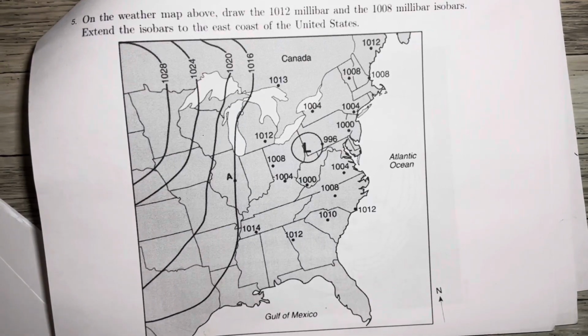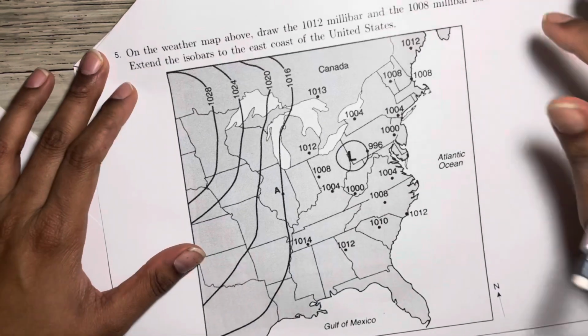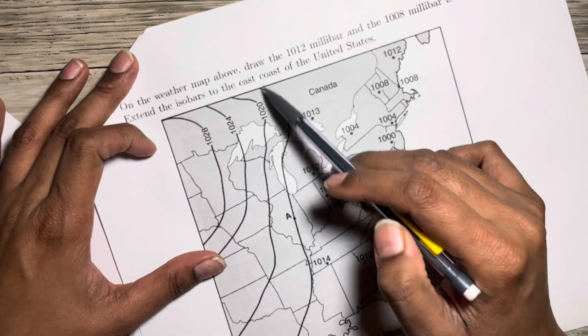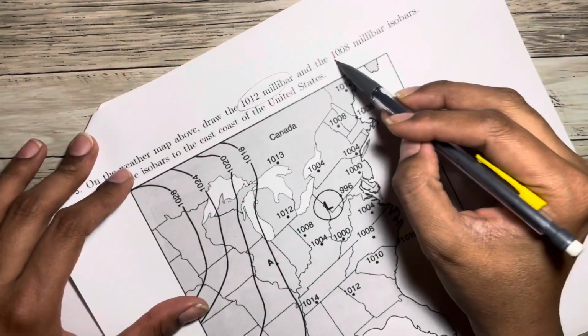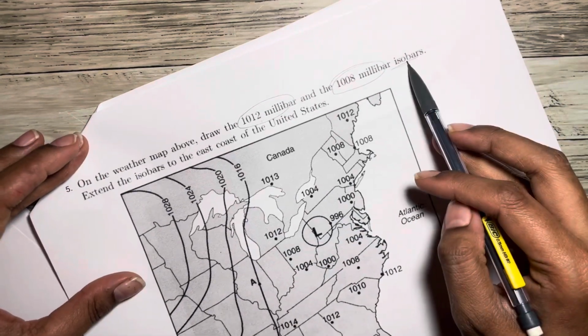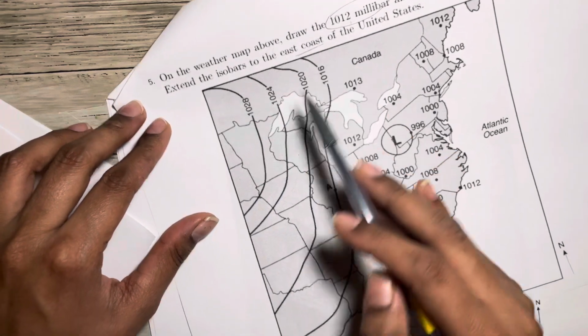Hey guys, so today we're working on map 5 on your Isolines worksheet. And this map says, on the ribbon map, it should say below, draw the 1012 millibar and the 1008 millibar isolines, or isobars, meaning air pressure isolines. Extend the isobars to the east coast of the United States.